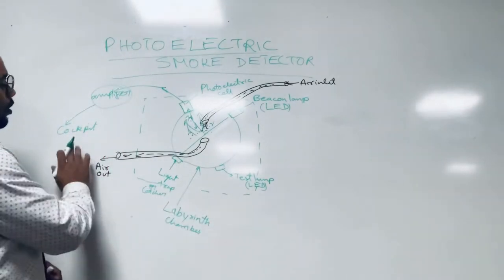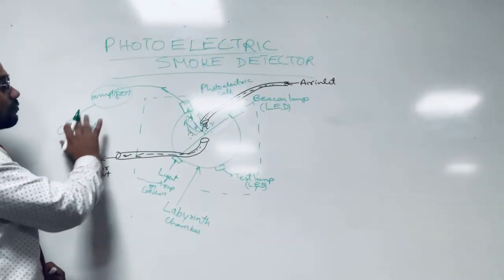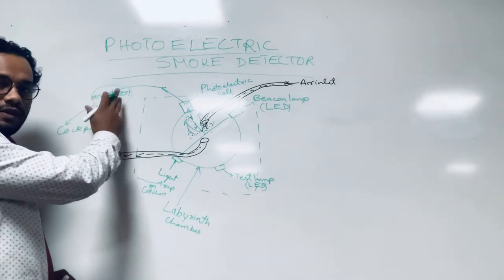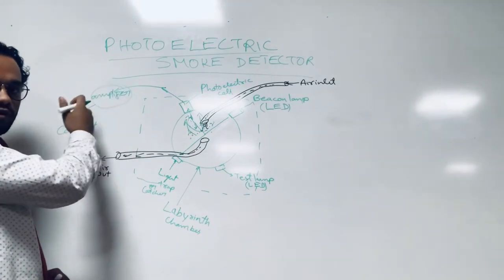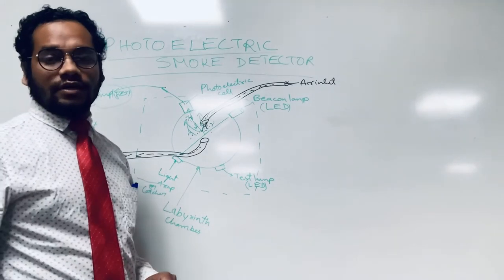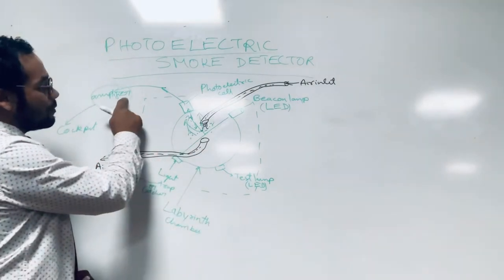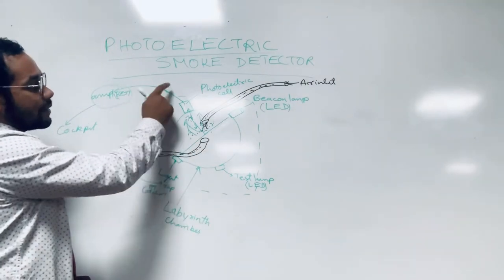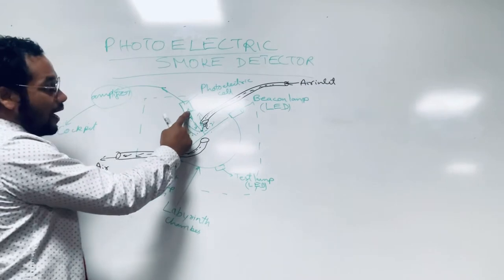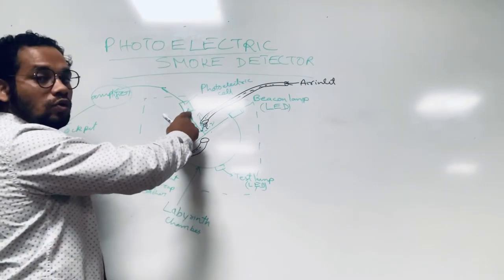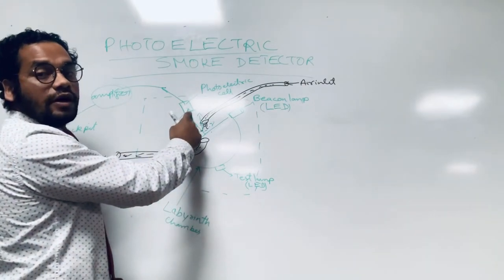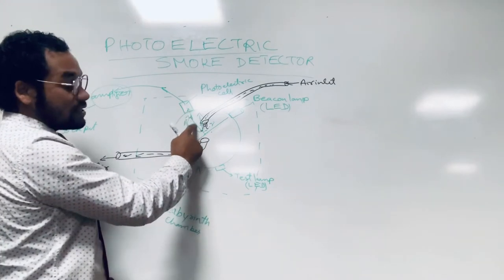Okay, so how do we get the alert in the cockpit, friends? We get it from the computer. The amplified signal will go to the computer and the computer will give the alert in the cockpit. From where is this signal coming? This signal is coming from the photoelectric cell. And in the photoelectric cell, who caused the signal or current to flow? The light which was reflected.